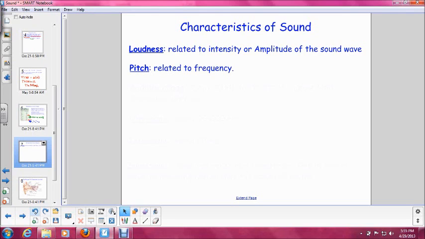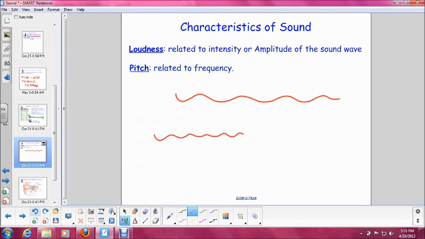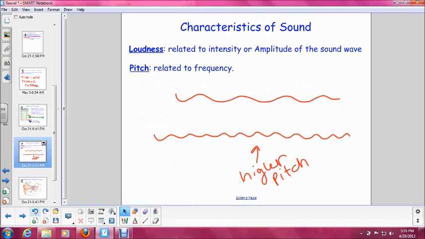Now, if the pitch were different, that would be because the frequency is different. So that would look like something like this, my original, and then something like this. Now, the second one has a much higher frequency. We can make more cycles every second. That means that the pitch is higher. So a dog whistle, or when somebody whistles really, really high pitched, that's because the frequency of that sound wave is very, very high.